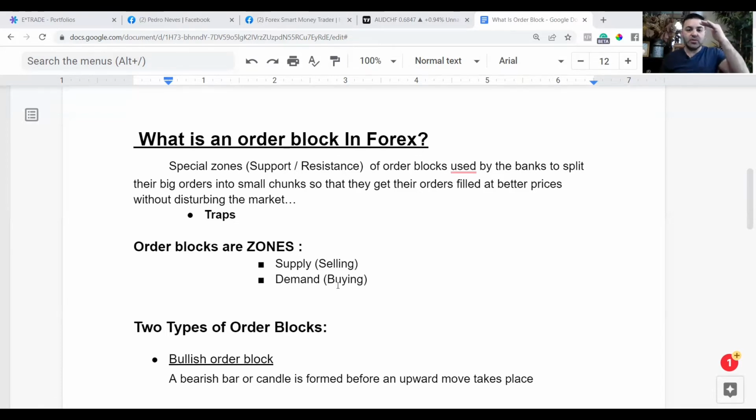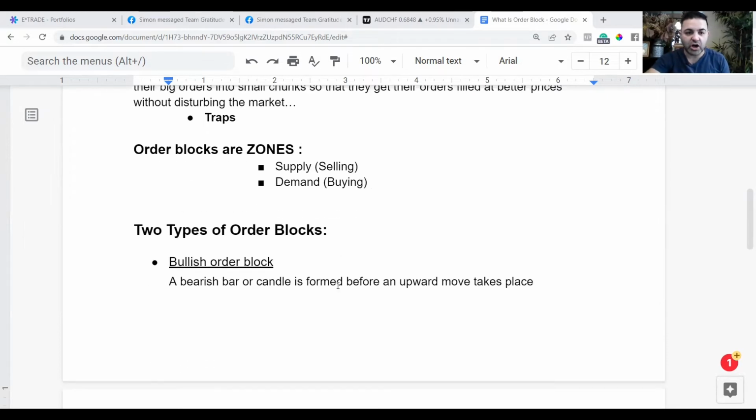Also, these zones can be seen as support and resistance, which the banks know that retail traders use to trade. And what happens is that they create fake outs, they create traps, and they pretend to move the market one way, and then they go the other way. I'll show you in a chart in just a minute.